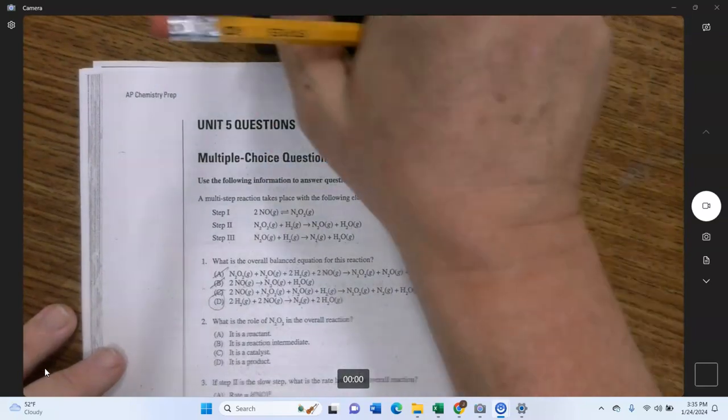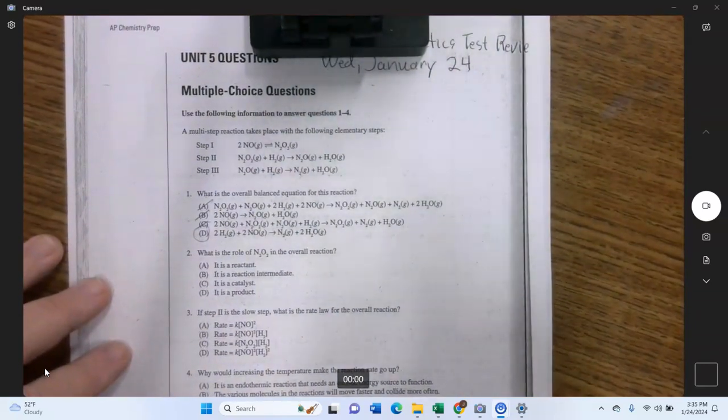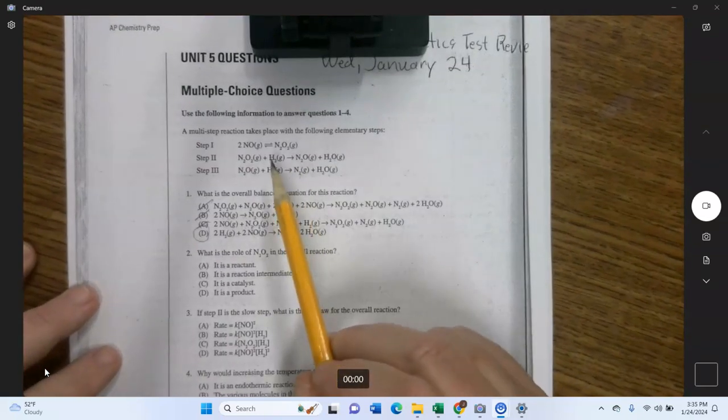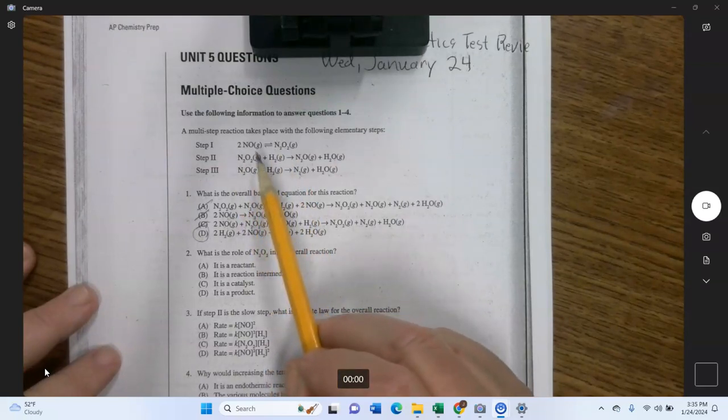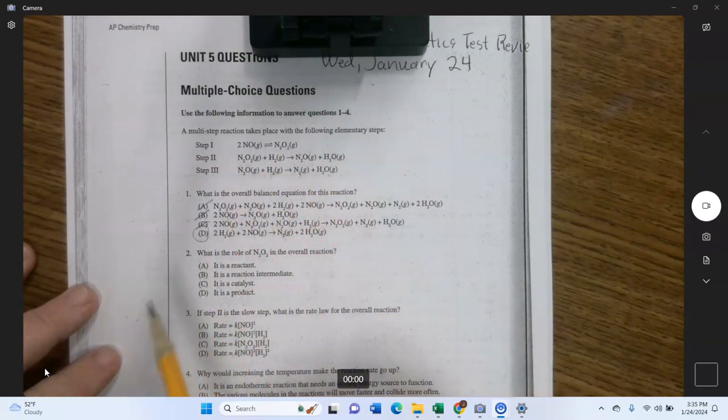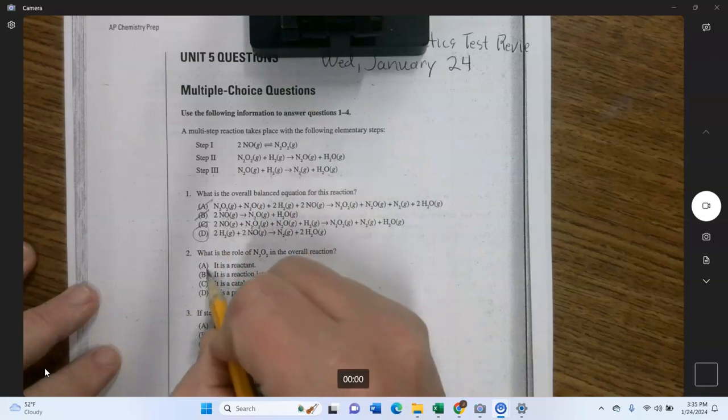Okay, next. What is the role of N2O2 in the overall reaction? I just said that it's an intermediate. It's produced in step 1, it's consumed in step 2, doesn't appear anywhere else, so that's going to be B.